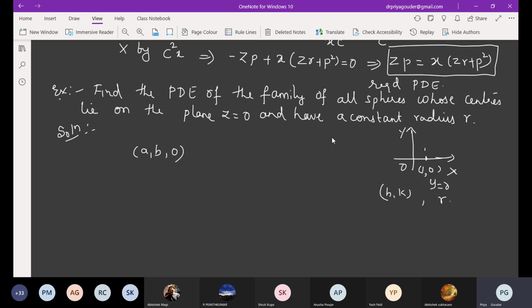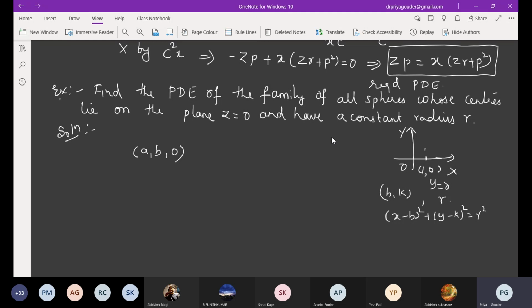Equation of a circle: (x minus h) whole square plus (y minus k) whole square is equal to r square. Very good. The same type of theory we are going to apply. The only important thing is that the center is lying on z equal to 0, which is why its z coordinate is 0. This is how we have to take it. So just write here.